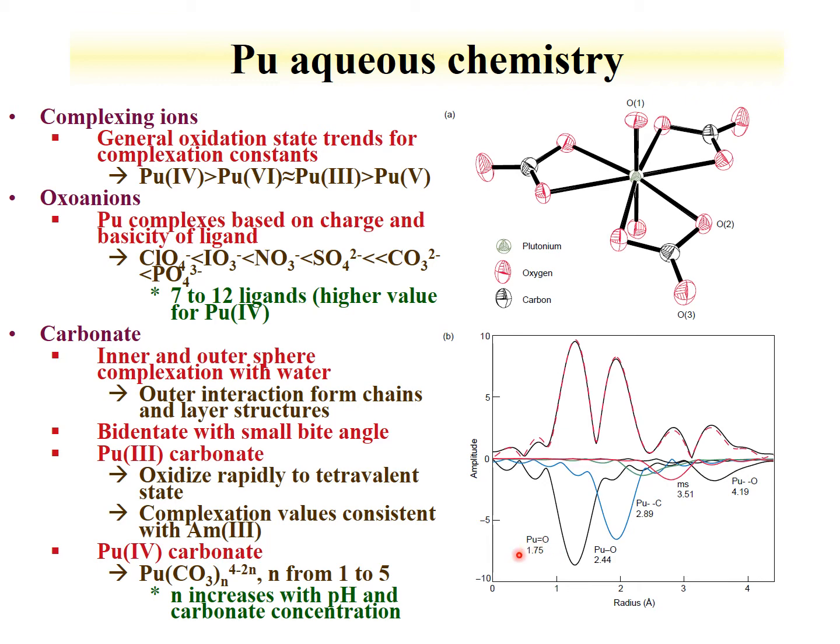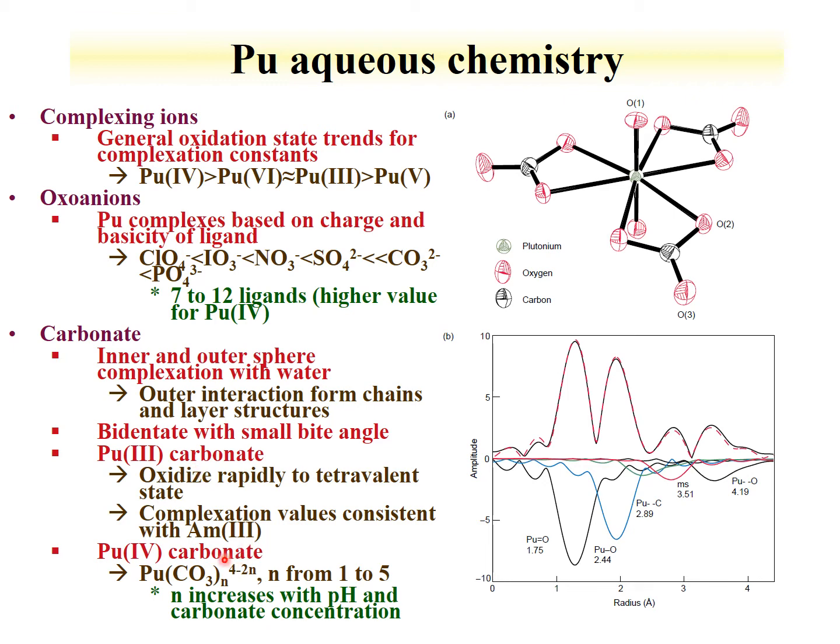And the XAFS data is used to produce some bond distances: the plutonium double bonded oxygen, plutonium oxygens from the carbonates, and then some other distances, plutonium-carbon and this plutonium outer oxygen. Plutonium 3 species, as the carbonate rapidly oxidizes to the tetravalent state, the complexation constants for the plutonium 3 can be modeled on americium 3 species.